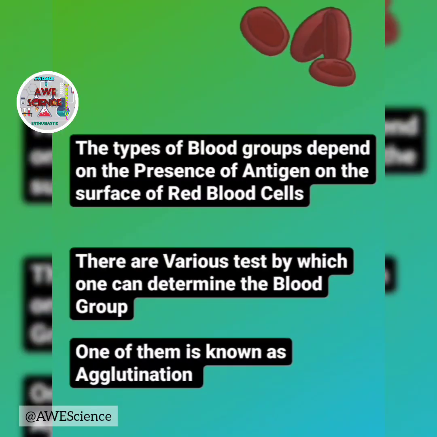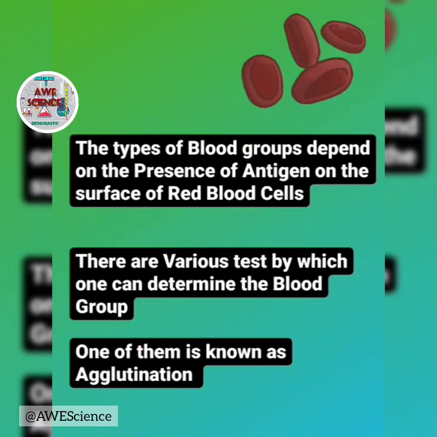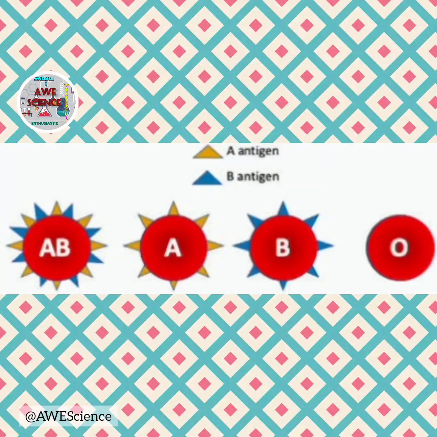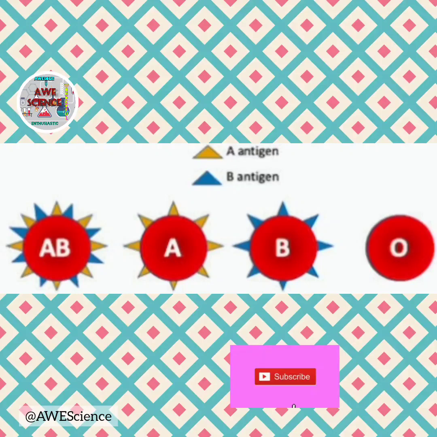Now there are various tests by which one can determine the blood groups. One of them is agglutination. In this picture we are going to talk about antigens. Above you can see a yellow triangle, which will be an A antigen, and the blue triangle, which will be a B antigen. Let us first consider AB. This is the RBC present in a person who has AB as a blood group. On this you can see that both the triangles are present on its surface, so it means that a person who has AB as a blood group has both the antigens present in them.